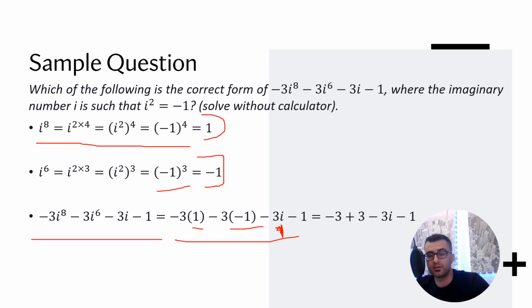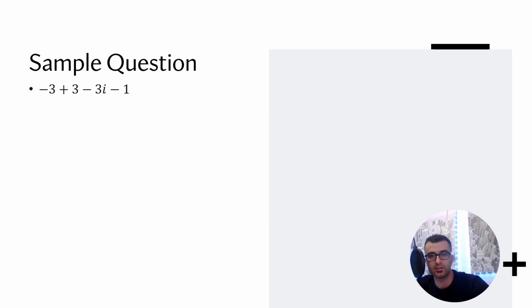So from here, minus 3 multiplied by 1 is going to be minus 3. Minus 3 multiplied by minus 1 is going to be 3. And the rest is just as is, and we cannot change that. So the answer is written here. It couldn't be easier. Minus 3 and 3 are going to be cancelled out. So the answer is minus 3 multiplied by I, minus 1.